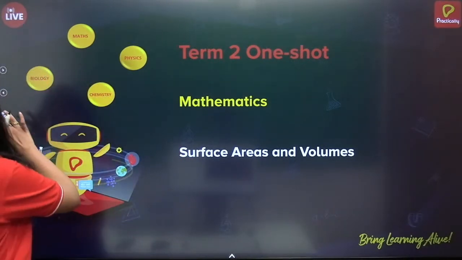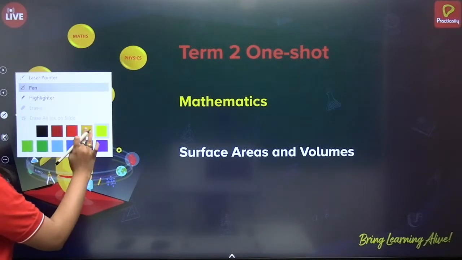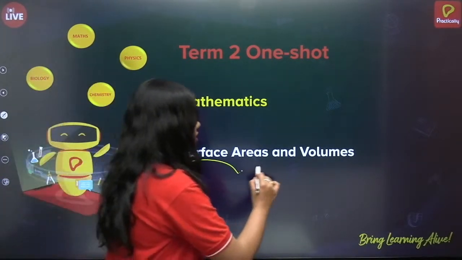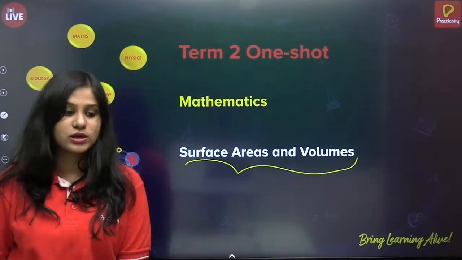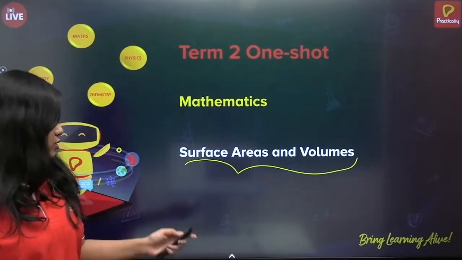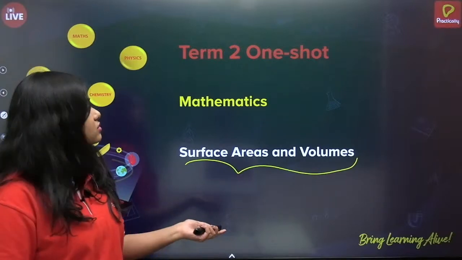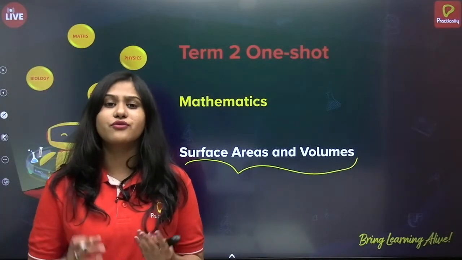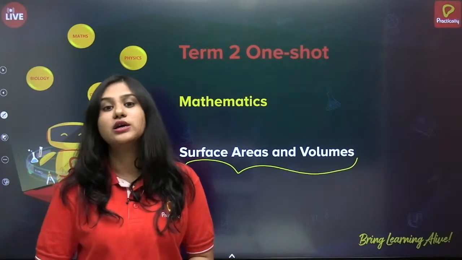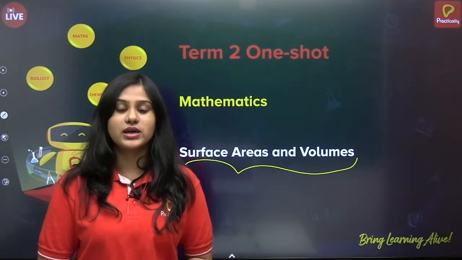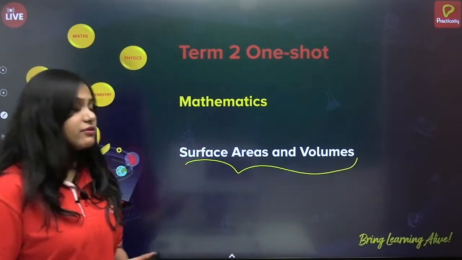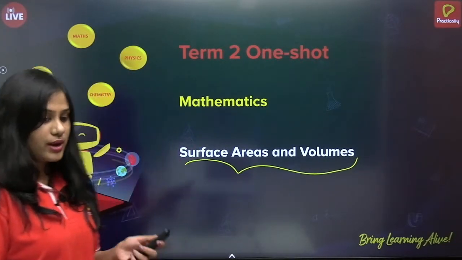So in the term 2 one short series, today we will be going through the chapter surface areas and volumes. As you're aware, the surface areas and volumes first term topic is deleted, correct? So we will be seeing the surface area and volume of the other 3D figures, the other solids, and we will also solve problems on it, okay?